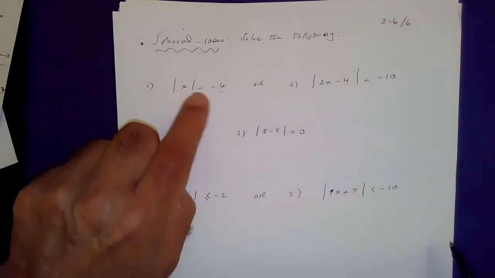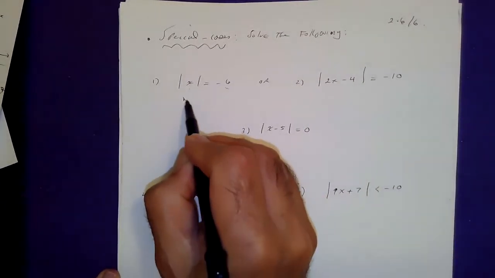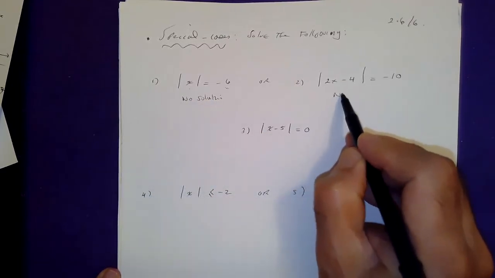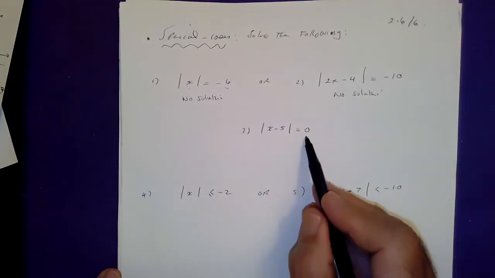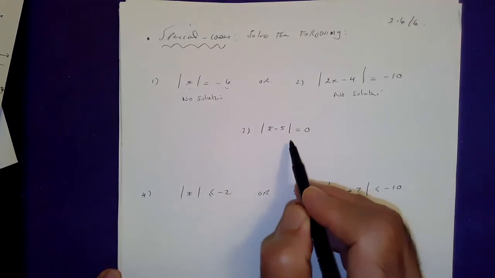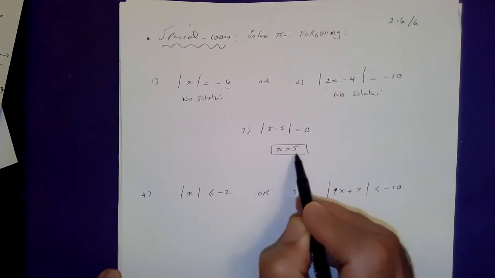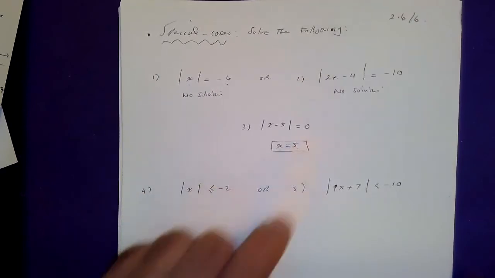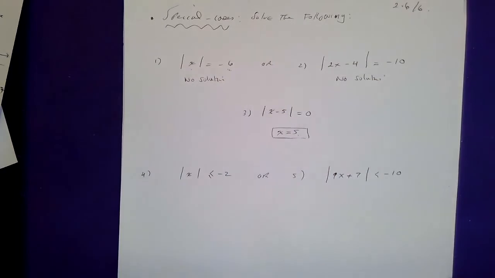So, can a positive number be equal to a negative number? No. So, no solution. Okay, but what if it's equal to 0? Well, the only way this is going to happen is when x is equal to 5. So this is the only case you get one answer as opposed to 2. That's when the right side is equal to 0. However, if the right side is negative, there is no solution.